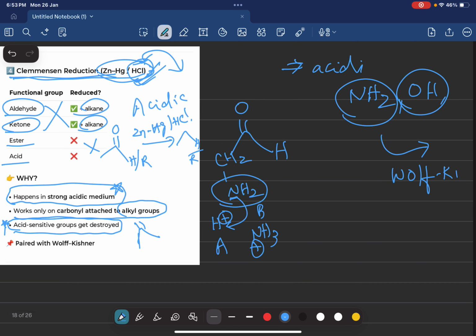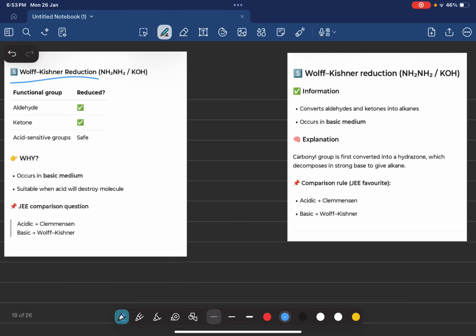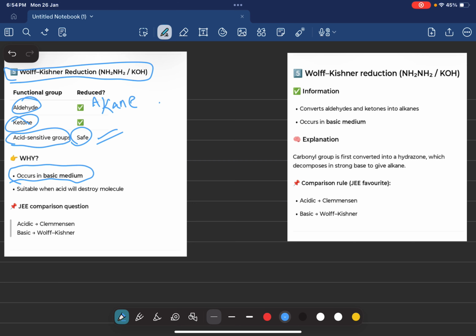That's all. So coming to this Wolff-Kishner reduction, this is also reduction only, right? Aldehyde becomes alkane, or ketone also becomes alkane. If acid sensitive groups are there over these aldehyde or ketone, then this is the safest and preferable method. Why is it like that? Because acid sensitive groups are nothing but basic groups only. It occurs in basic medium, so the base won't get disturbed.